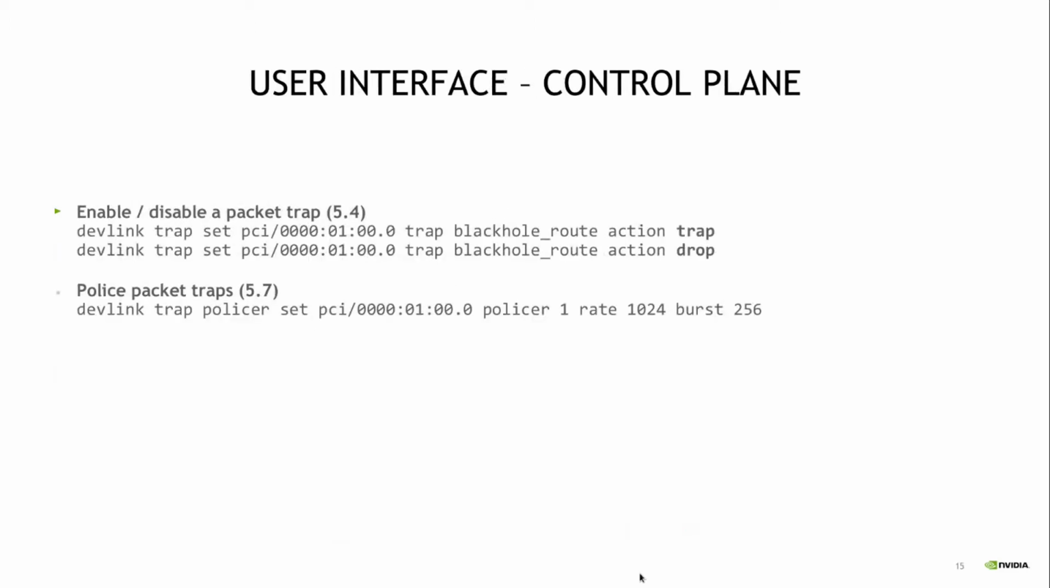So the user interface for the control plane is devlink, like I previously mentioned, and it allows us to enable certain traps. So in this example, we can instruct the device to send packets that were dropped due to a blackhole route to the CPU. And we can also police these packets in order not to overrun the CPU.